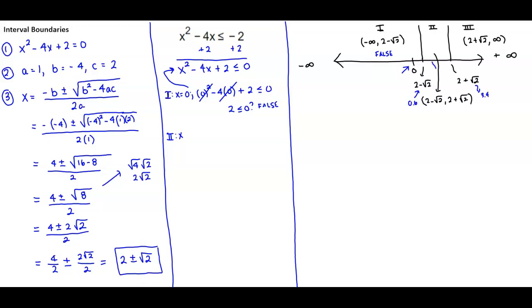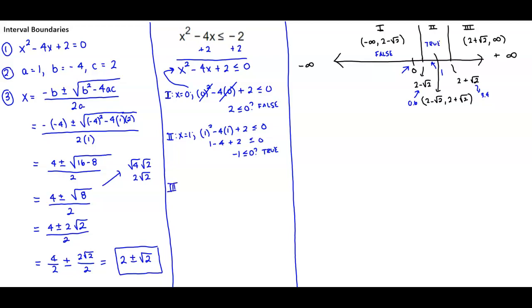For interval 2, okay, remember this number was approximately 0.6, and this was approximately 3.4. So we can pick the value of 1 here as our testing point. So x is going to equal 1. So if we have 1 squared minus 4 times 1 plus 2, we want to see if that's less than or equal to 0. So we have 1 minus 4 plus 2. Well, 1 minus 4 is negative 3. Negative 3 plus 2 is negative 1. And is negative 1 less than or equal to 0? Well, it's true. So therefore, we know it's true for interval 2.